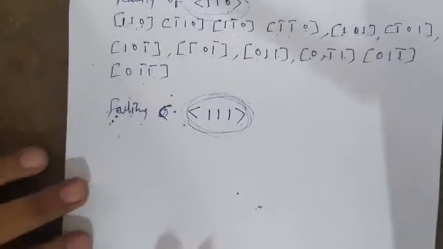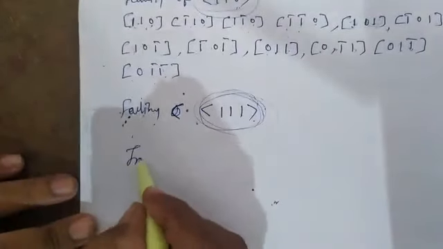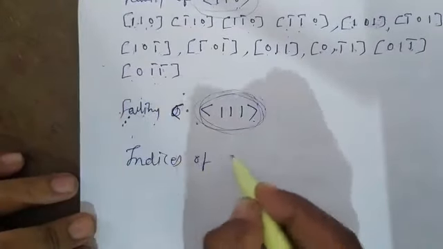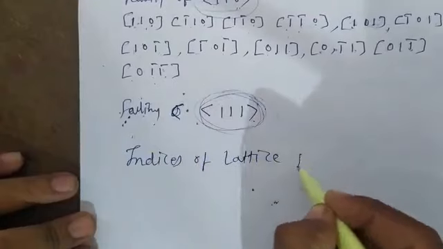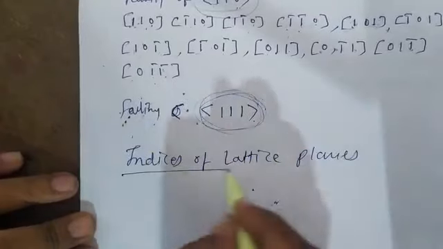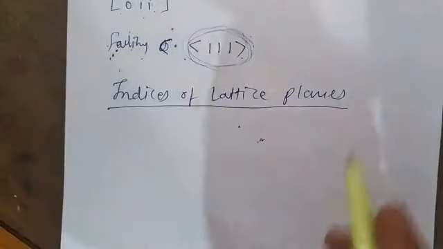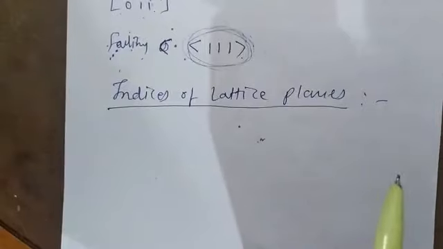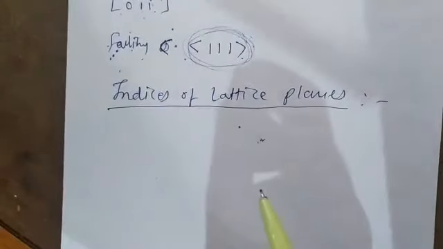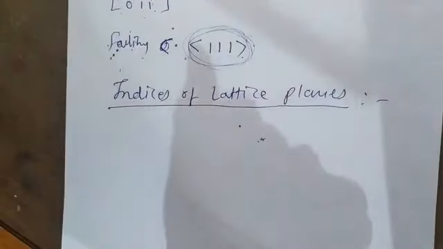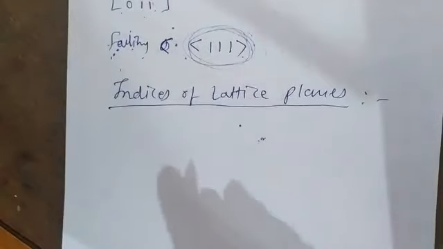Now, next topic is indices of planes, indices of lattice planes. We know that a crystal may be considered as an assembly of a number of equidistant parallel planes passing through the lattice points, and they are called lattice planes.